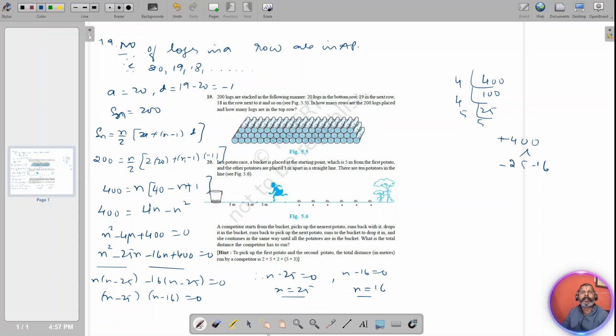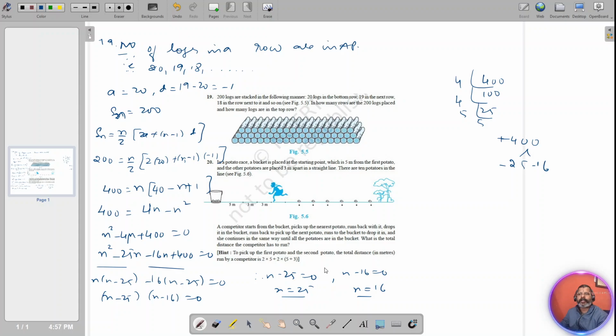So which one is correct here? Meaning the number of rows in which we arrange the logs 20, 19, 18, like that. To calculate which one is correct, you have to put n in an. You calculate an is equal to a plus n minus 1 into d. An, if it comes positive, then that is the n value.